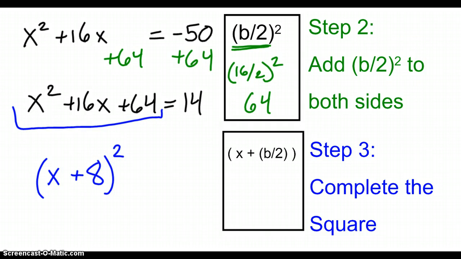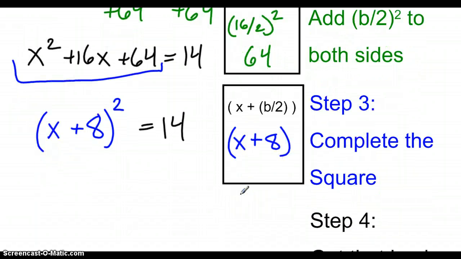Alright, and you can check: does x plus 8 squared, when I multiply back out, get us right back to our x squared plus 16x plus the 64? So we have all this is equal to our 14. So once we have it into our perfect square format there, let me fill in this box here. So we have the x plus the 8. That's what our b divided by 2 was, the 8.